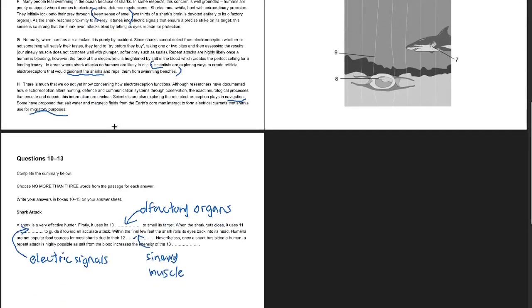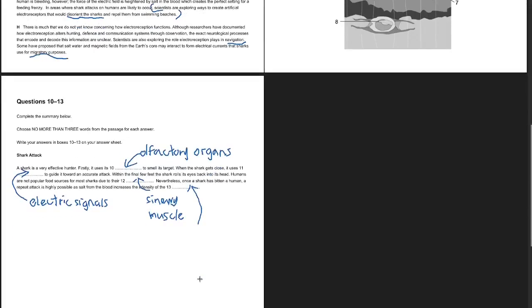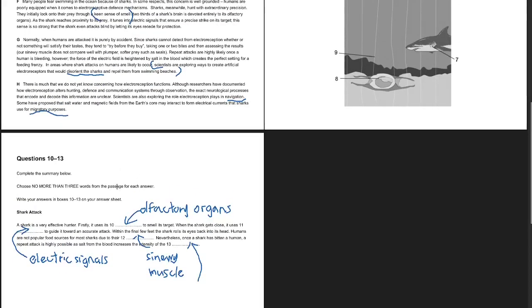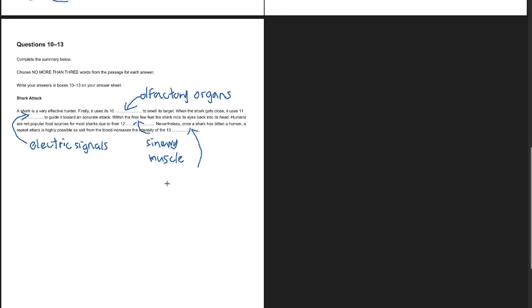So force of the electric field. Force means basically intensity. So it increases the intensity of the electric field. So the answer here is electric field. You need to look at keywords. Synonyms and all those are very important in order to answer the questions here. So this one here is intensity of the electric field.